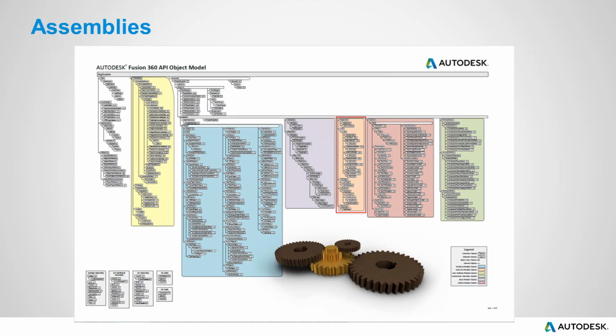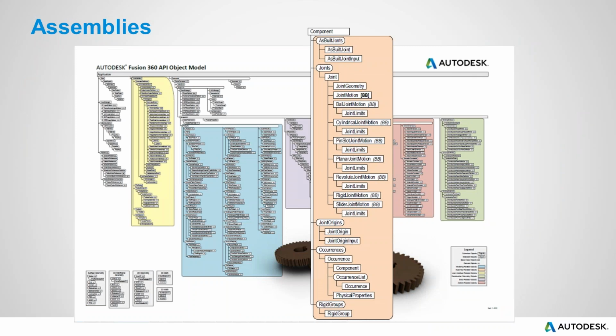All right, this next section on the object model chart is for assemblies.